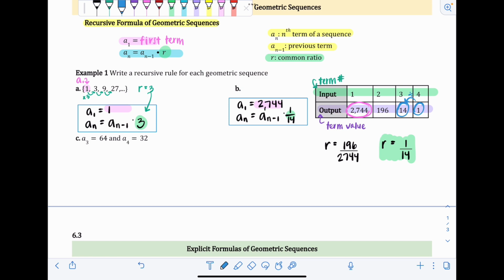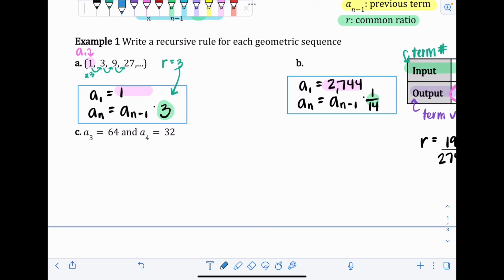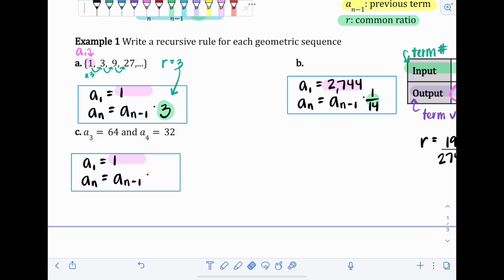Okay, so for C, this one's a little bit different. We're still going to write a recursive rule. Let me copy this down and fix it. This will be our a1 right here, and this will be our r. The reason C is different is that we don't have the full sequence. C says a3 equals 64 and a4 equals 32. So they don't give us the first term like the table did or the sequence from part A.